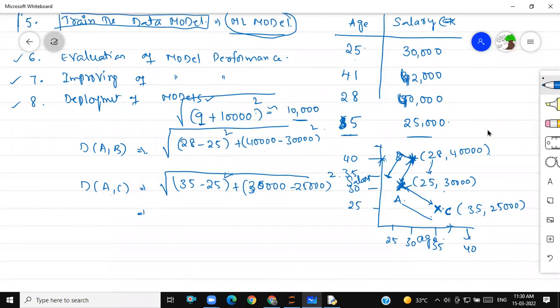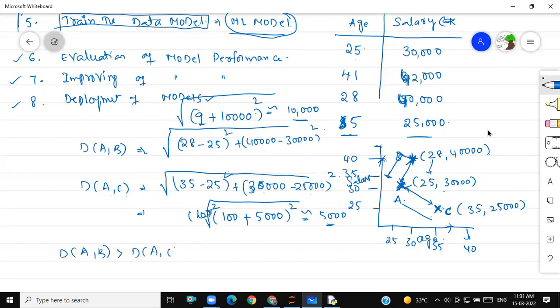But when you find the distance between A and C, the distance is going to be 10 square here now. It is only just a 3 square, which is going to be 100, plus 5,000 square, because the difference is only 30,000 minus 25,000, which is 5,000. Square root of that is almost all equivalent to 5,000 only, because it is 5,100 square. So the distance between A to B is more than the distance between A to C.